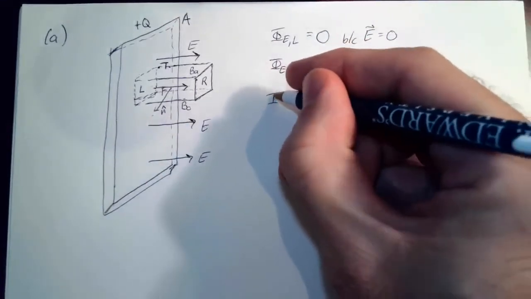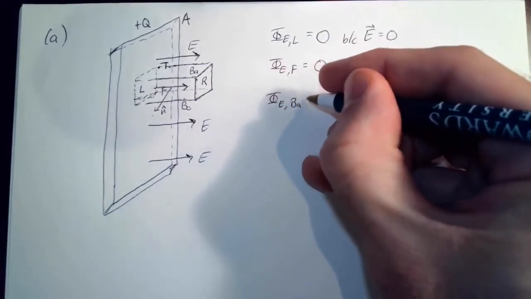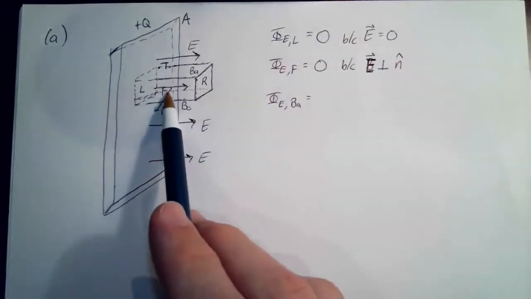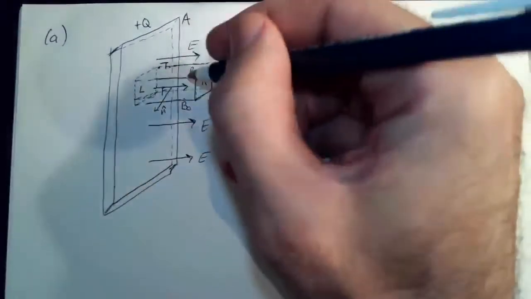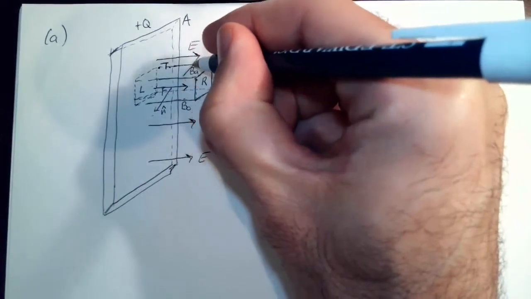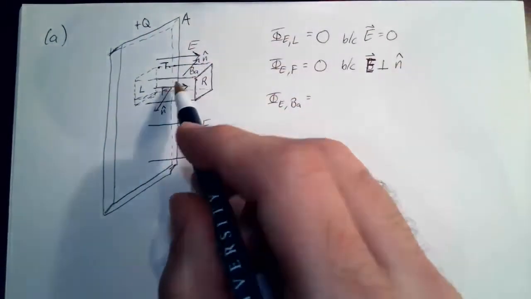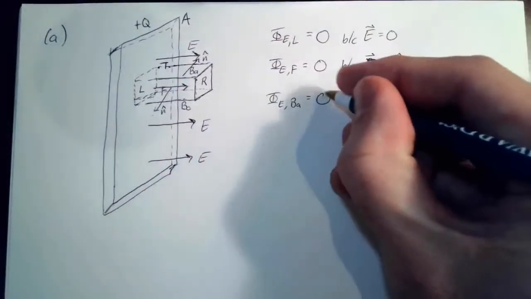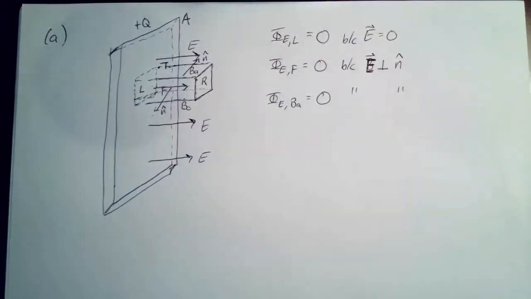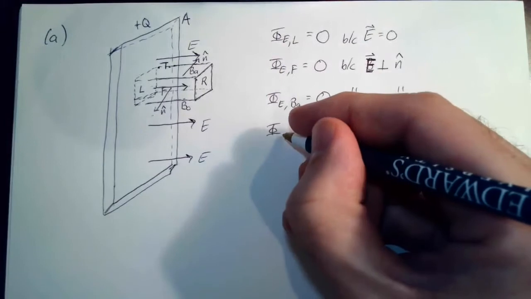And then how about the back face? We did the front face. The back face is the same argument as the front face. Now the normal is pointing into the page, or away from us, and the electric field is still to the right, so those two things are perpendicular. So this is zero because E is perpendicular to n hat. How about the flux through the top face?